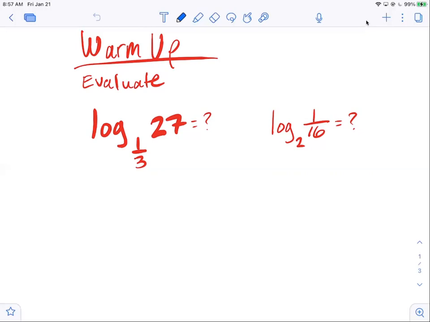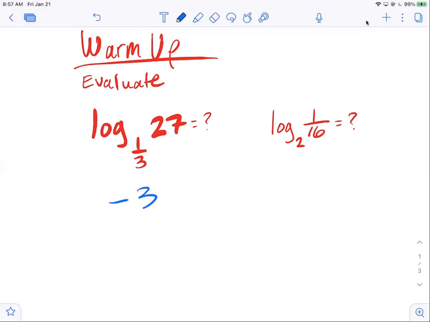So let's see if we can do this without setting it equal to x and getting the bases the same. I know it's going to be negative, and then it's just what power of 3 is 27? 3. There you go. So log base 1/3 of 27 is -3 because 1/3 to the -3 is 27.